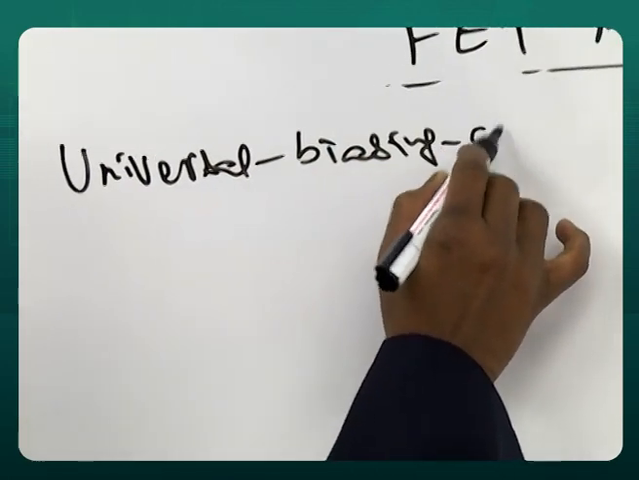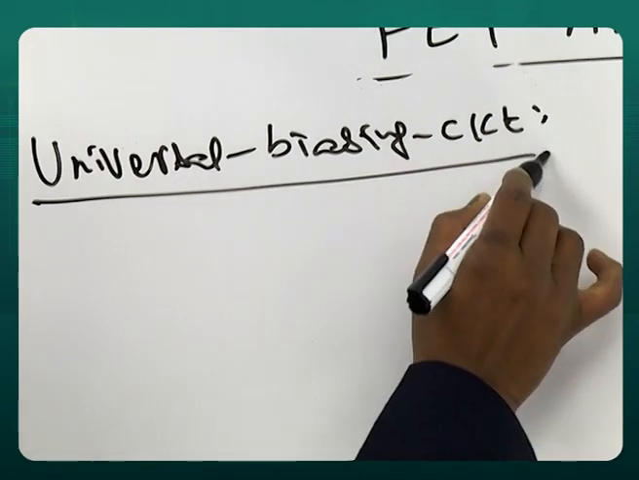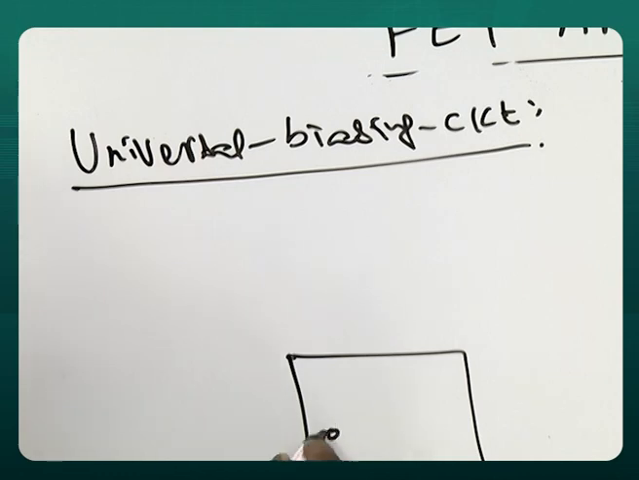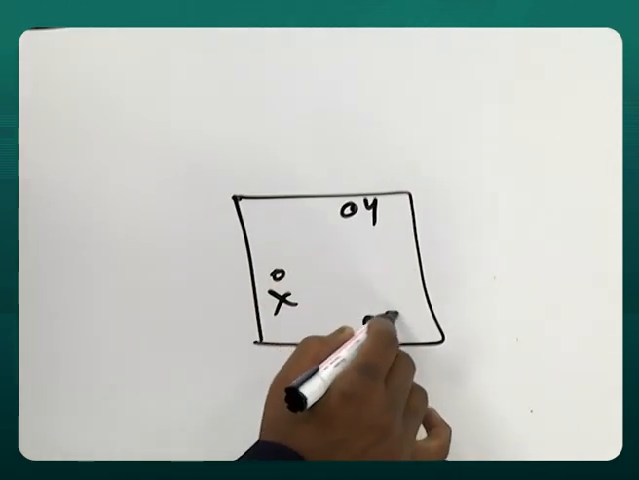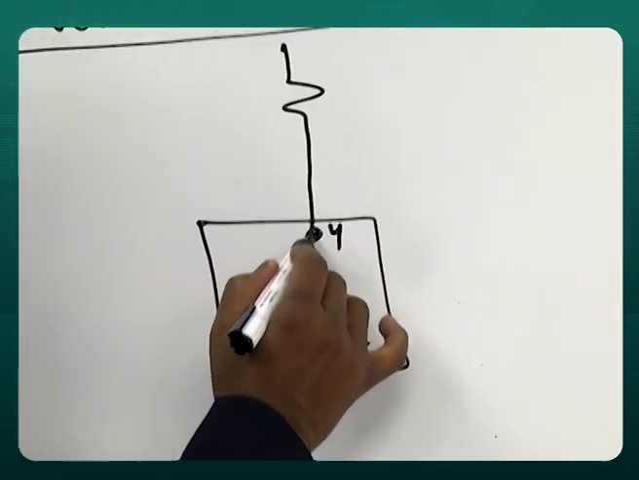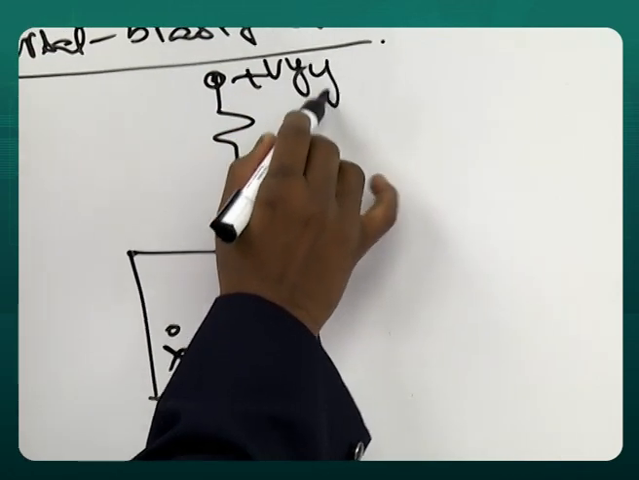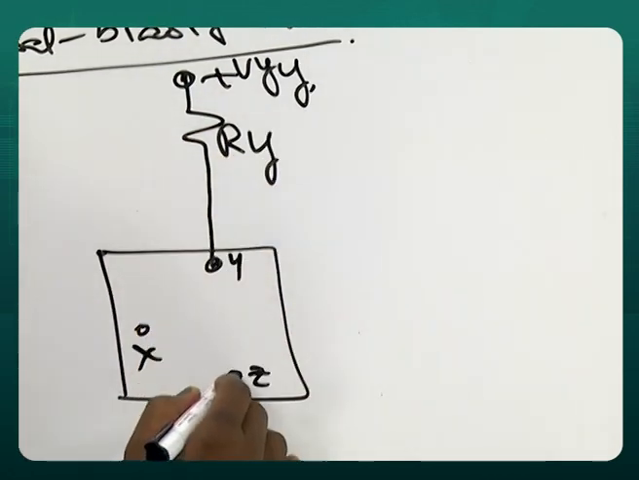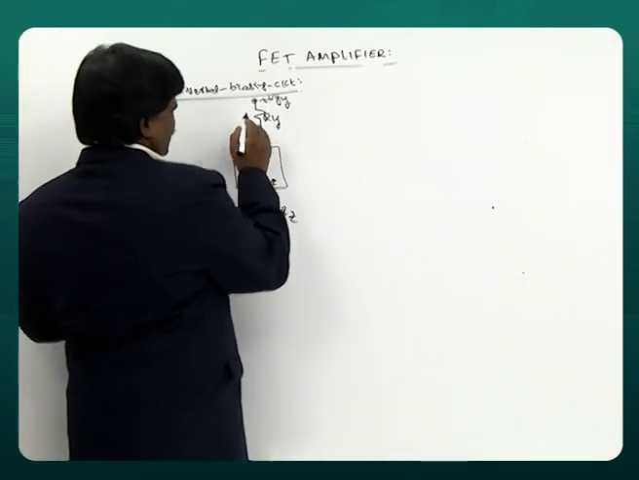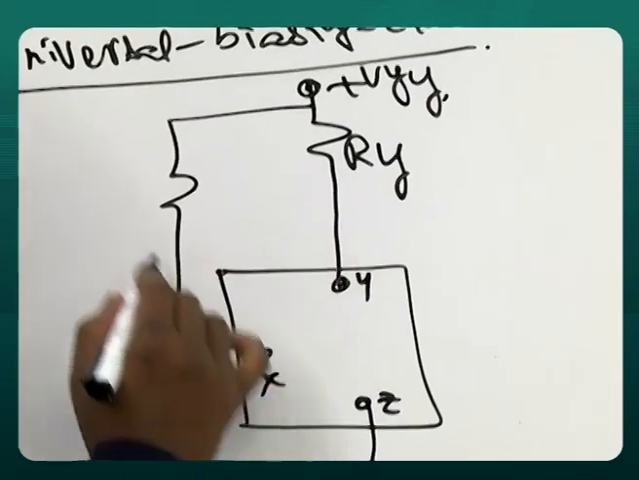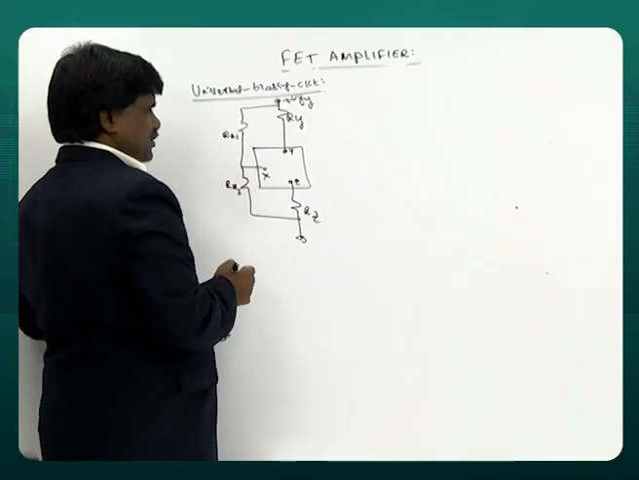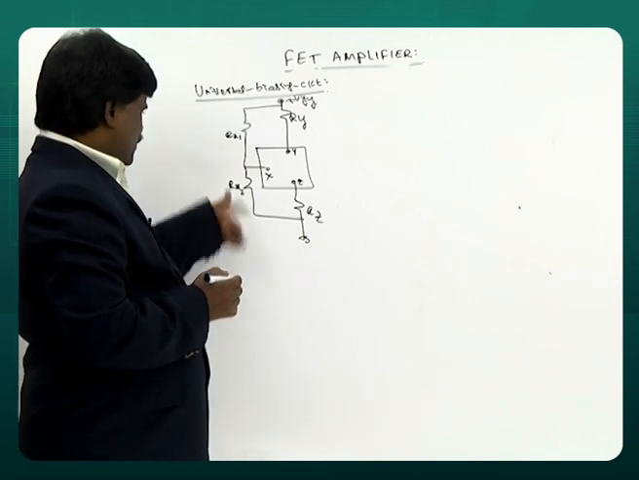Universal biasing circuit. What does it do? Take for example XYZ. Universal biasing circuit XYZ. This is VYY, RY. This is RZ. Then call it RX, RX1, RX2.